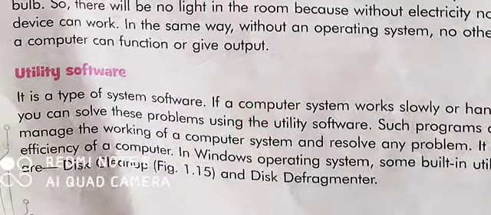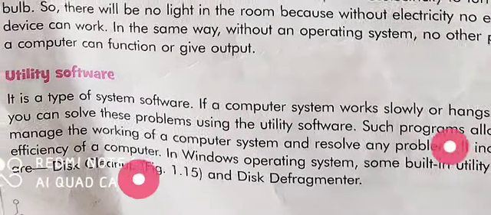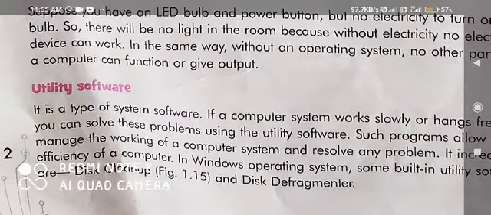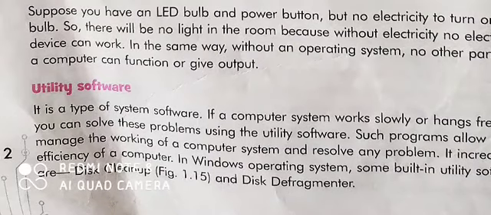Next, utility software. Utility software is also a type of system software. If a computer system works slowly or hangs frequently, we can solve this problem by using utility software. With the help of utility software, we can solve the problem of slow working and hanging.